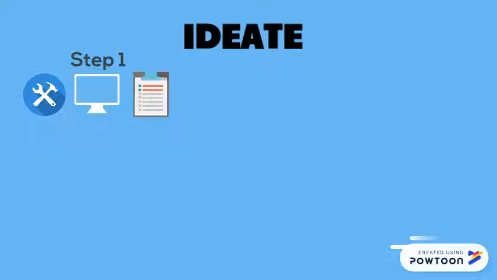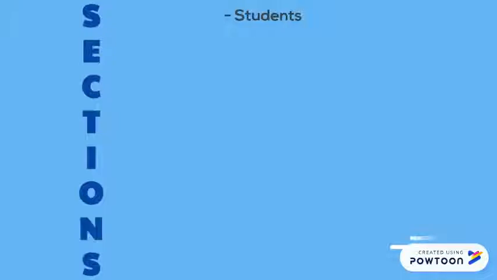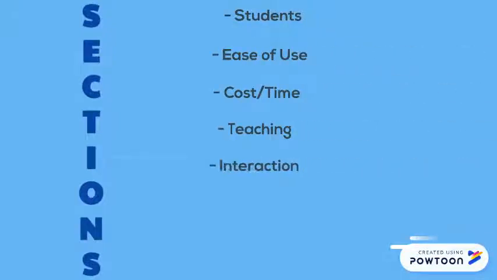The ideate step includes 3 steps within it. First is to build the ways that technology could address the learner challenge as a list of possibilities. Next is to choose a technology, which you can start by using the how-to section in the great tool list the Technologist module offers. The tool should fulfill the learner's needs. Step 3 is to use the SECTIONS model to evaluate the tool. The SECTIONS model refers to the students, the ease of use, cost and time, teaching, interaction, organizational issues, networking, and security and privacy.